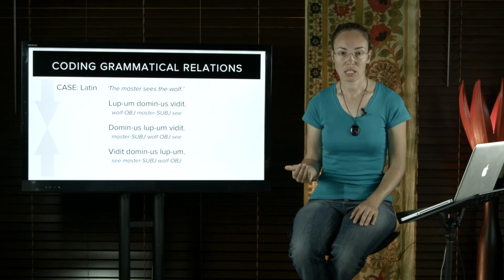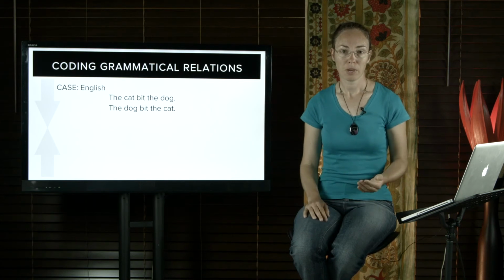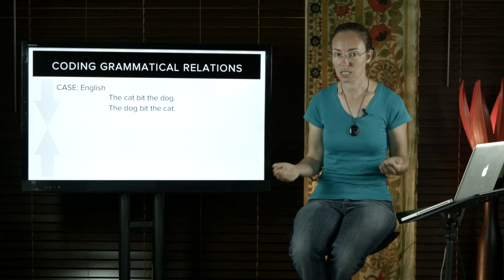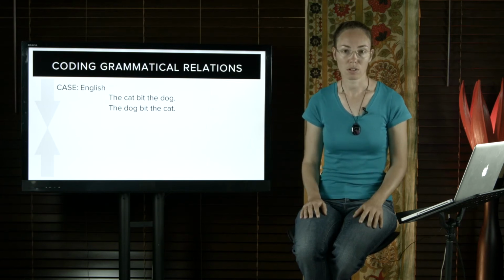English has no case marking on nouns. For example, the cat bit the dog and the dog bit the cat. In both sentences, the cat is just the cat, whether it's the subject or the object. It doesn't change its form at all. The same is true with the dog.